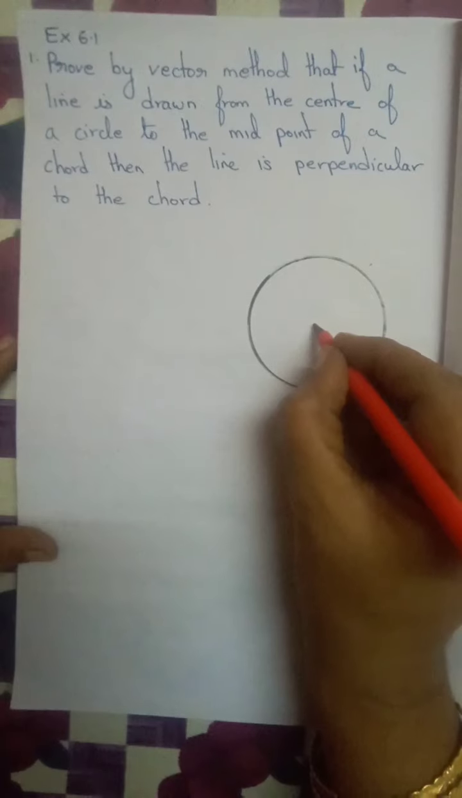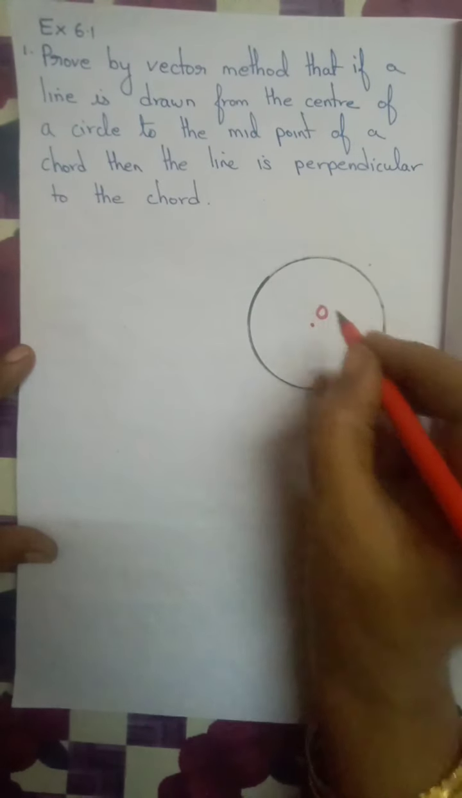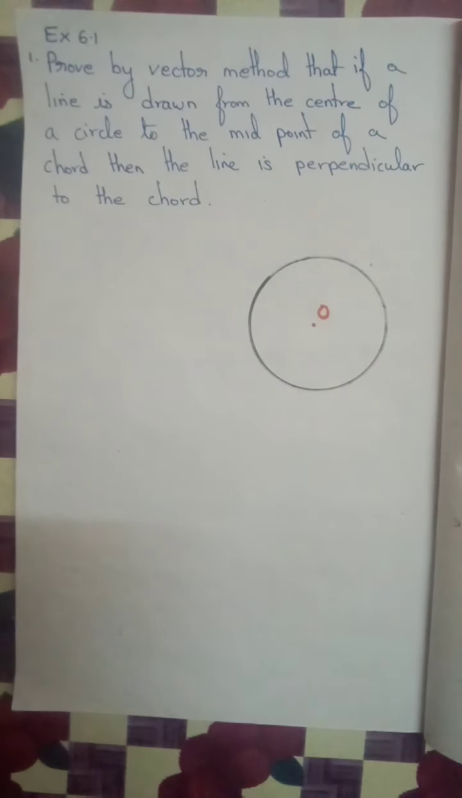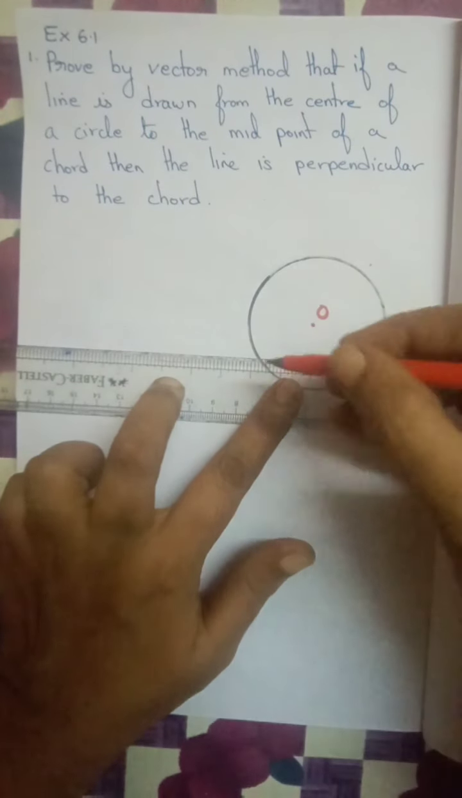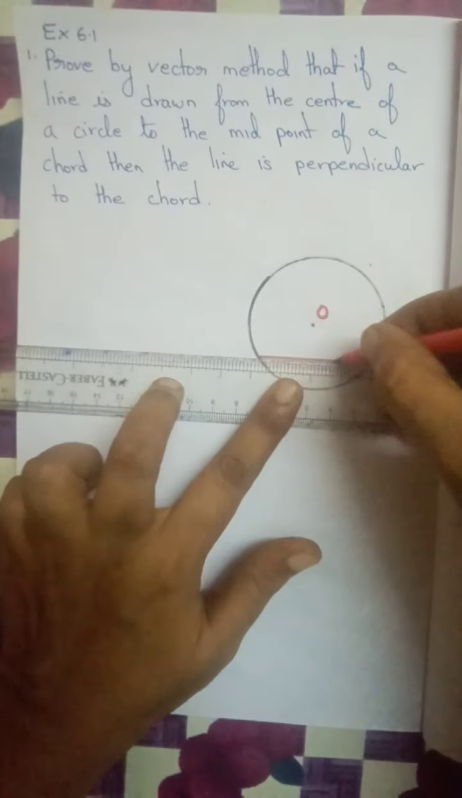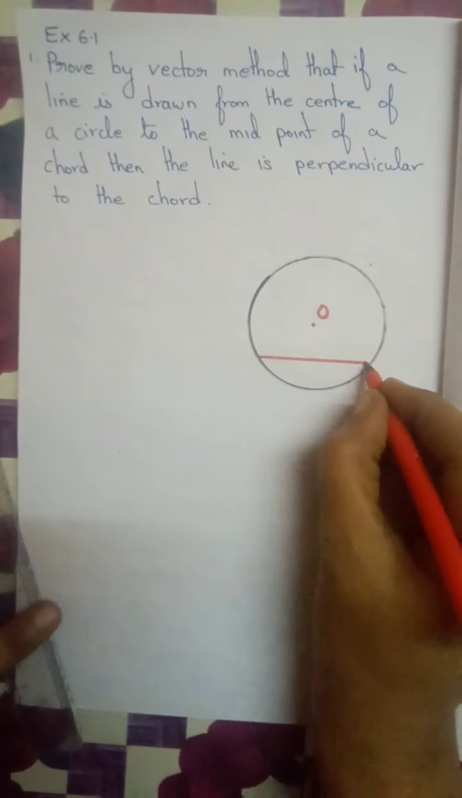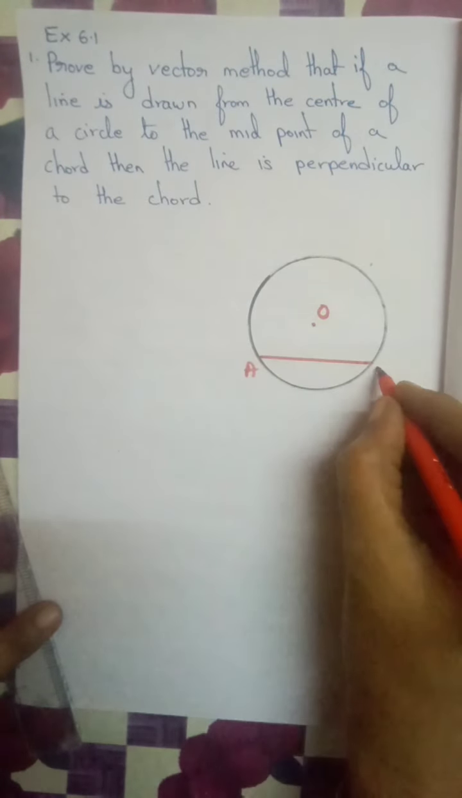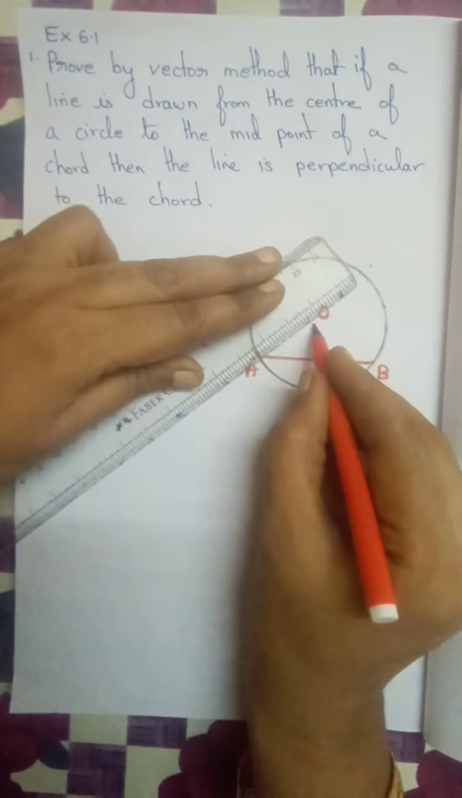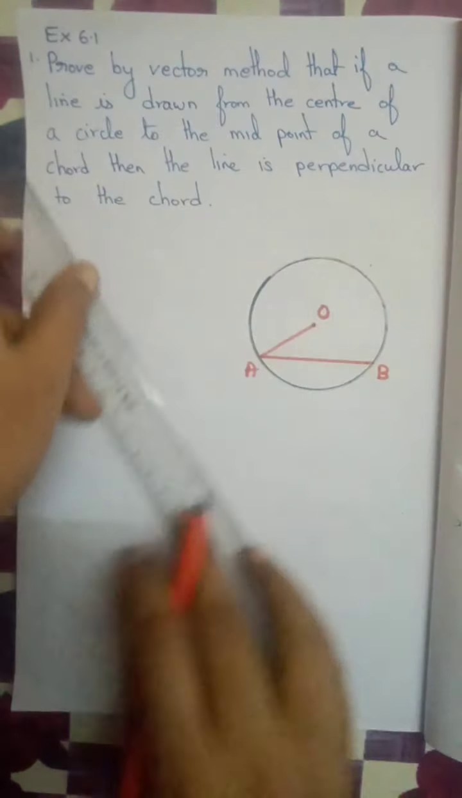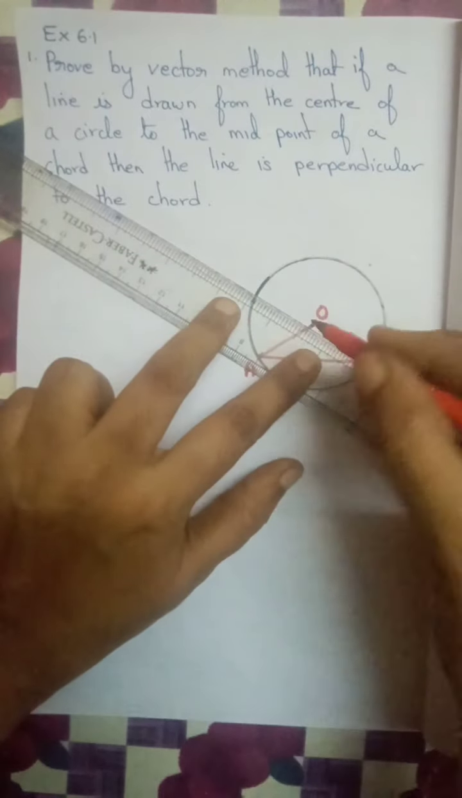There is a center. Let me mark the center as O and let me draw the chord. Chord, as you know, is a line which touches the circle at any 2 points. So let me name this chord as A, B. Now let me join A and B to the center of the circle.